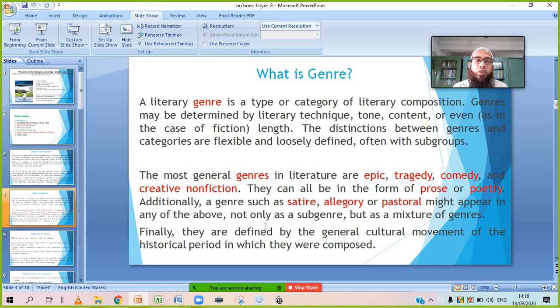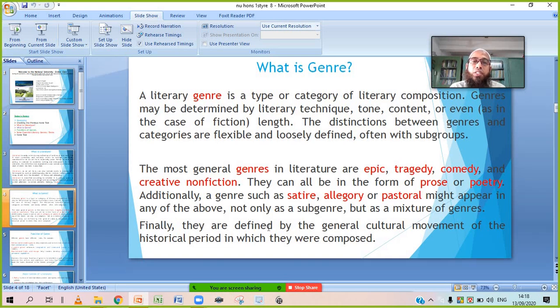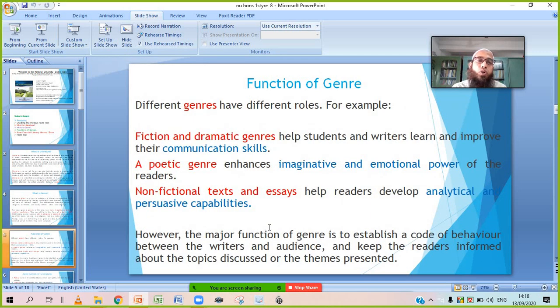So have you got what is genre? Different types of literature, mainly poetry and prose. And in prose, there are different categories, and in poetry, there are also different subgenres. That we will see here. So let's go to the next slide. Function of genre. What is the function of genre? That is important.